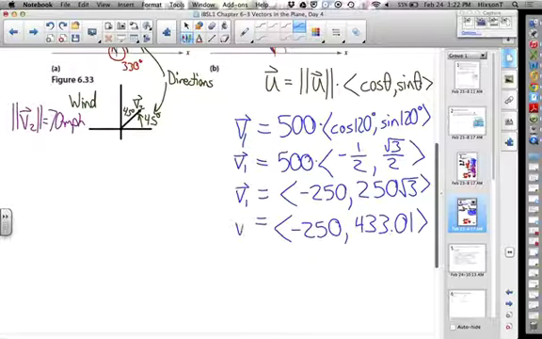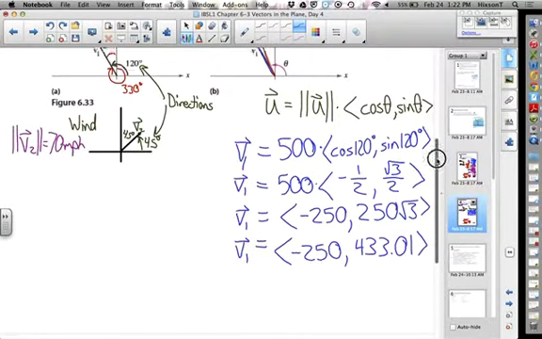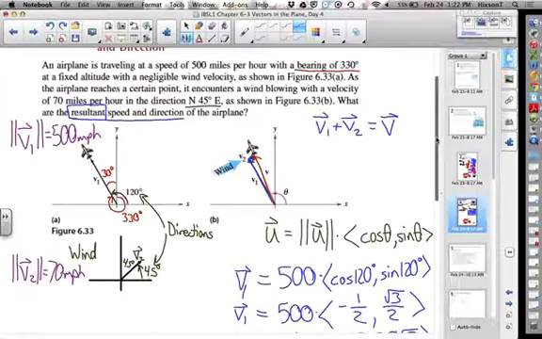Are there any questions about how we got that? Where did we get the angle measures from? Did they give us that or did we find that? They gave us the bearing, 330, and we translated that into the 120 as a direction angle.